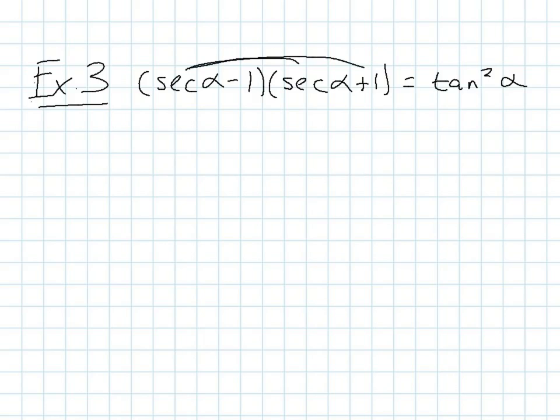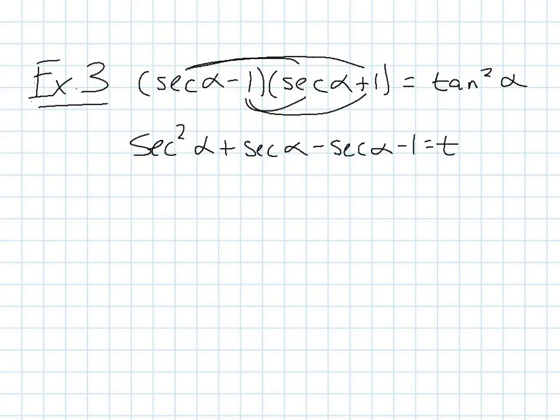So let's multiply these two binomials. Secant times secant gives me secant squared alpha. Secant times 1 is secant alpha. Negative 1 times secant alpha is negative secant alpha. And then negative 1 times 1 is negative 1. Now here, secant alpha minus secant alpha cancels each other out, so I get rid of that term that I don't want. So now I'm left with secant squared alpha minus 1.